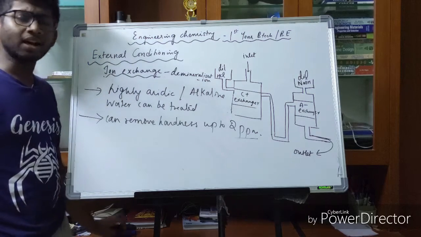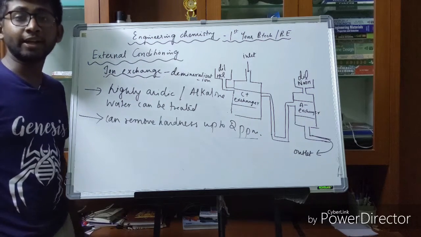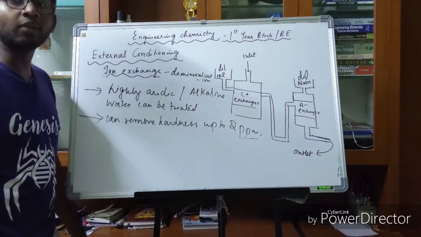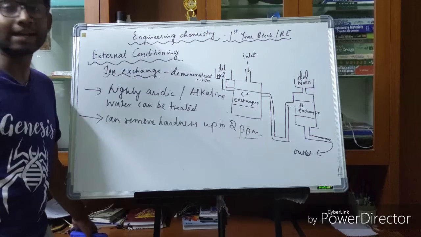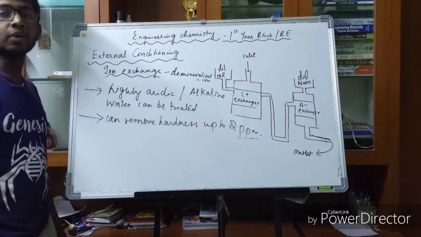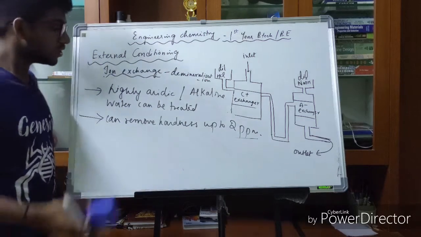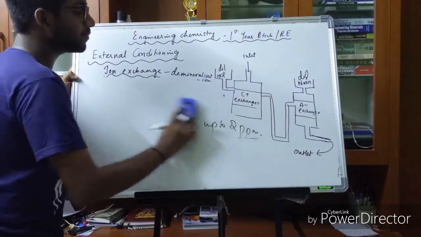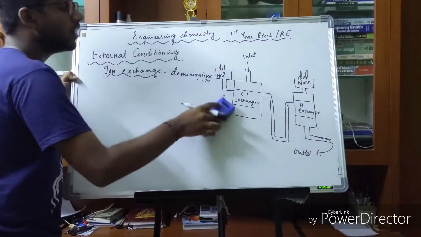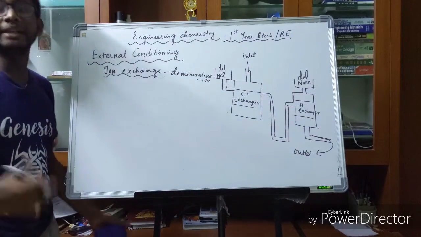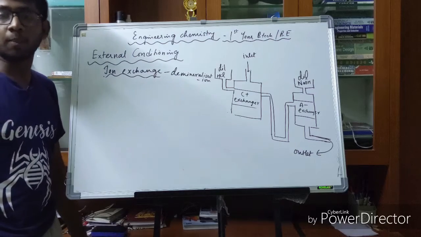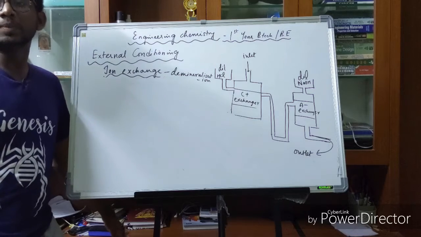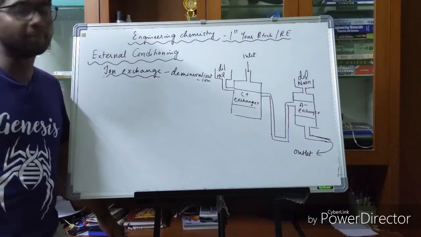Now the disadvantages are: first, it cannot be used for treating turbid water. Next, it cannot be used for treating water which has iron and manganese in it. And the last one is that it is very, very costly. Now why do we say that we can't use iron and manganese? Because iron and manganese are substances which form stable compounds during the reaction. Like in the case of zeolite, it forms stable compounds, isn't it? Because of that, it causes a lot of problems.